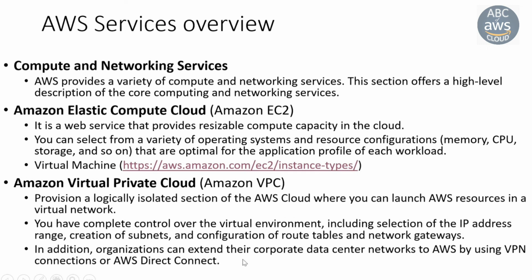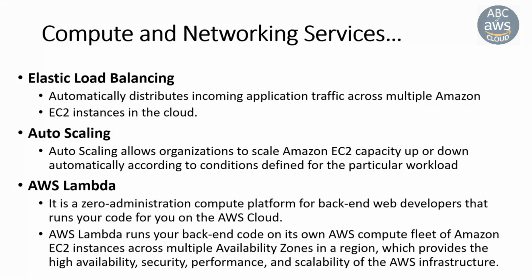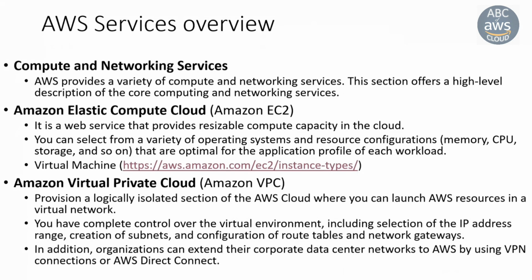In addition, organizations can extend their corporate data center networks to AWS by using a VPN connection and AWS Direct Connect. We will discuss VPN connection and AWS Direct Connect in detail. Now you just understand that suppose you are using some office and you also have one private network, and you want to connect that private network to AWS. So you can use these connections, VPN connection and Direct Connect. So your private network can access the private network of AWS. So any questions here? Or you can continue.